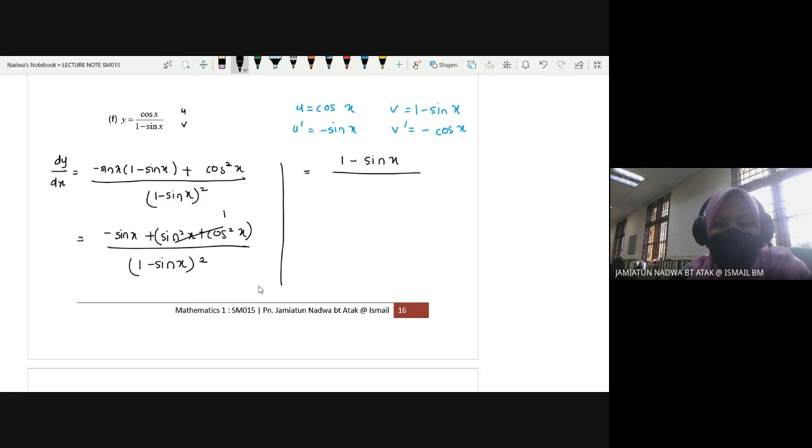1 minus sin x over 1 minus sin x squared. Mungkin ada yang kata, alah baru ingat trigo tak masuk. Okay, jangan ingat dia tak masuk because you still have to know about it in order to simplify this function. So here we can always also simplify it because we have apple over apple squared. Okay, ni kuasa 1, ni kuasa 2. So kita punya jawapan adalah 1 over 1 minus sin x. Okay, that is for question F.